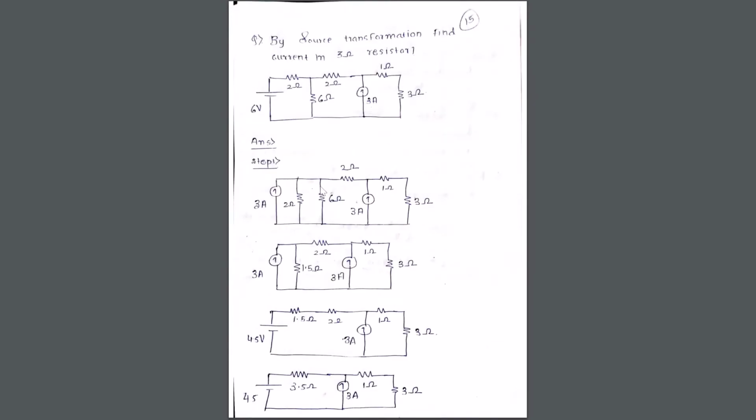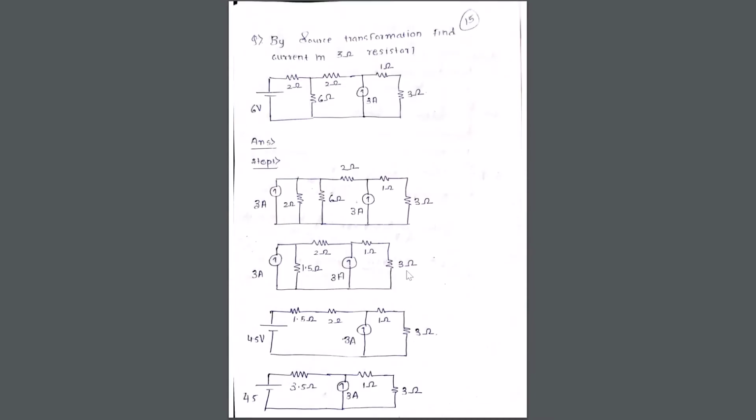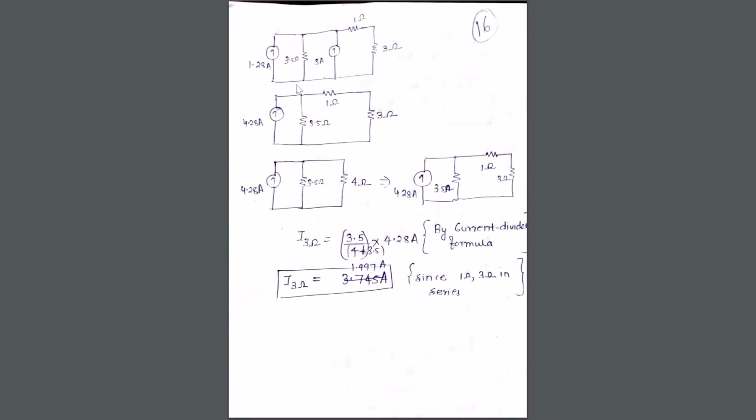Then we have this particular circuit. Just keep on solving one after the other, and the rules which are going to be applied are only these two rules. So just keep on solving it. If you see over here, 1.28 amperes and 3 amperes are in parallel. So I can add these two current sources to get 4.28 amperes. Finally, I'm applying the current divider formula and I'm finding the final answer. So this is a very simple technique.